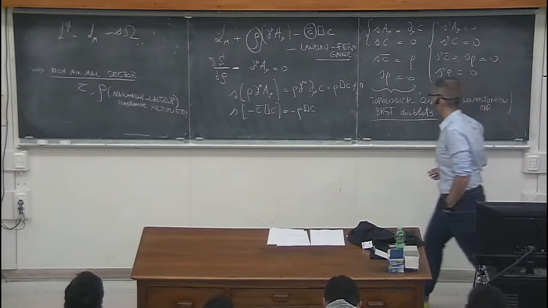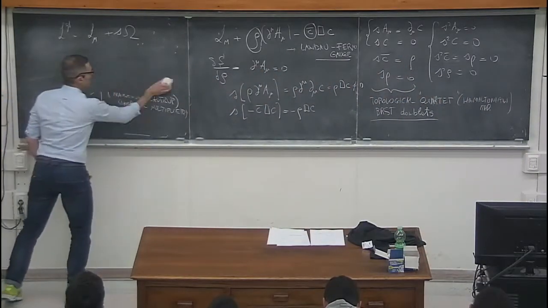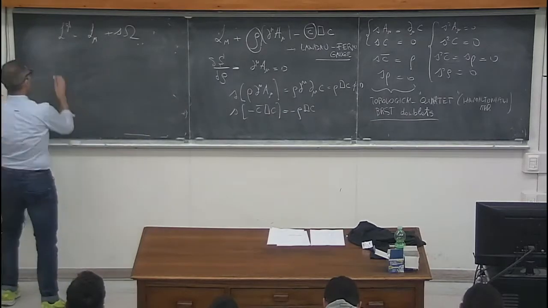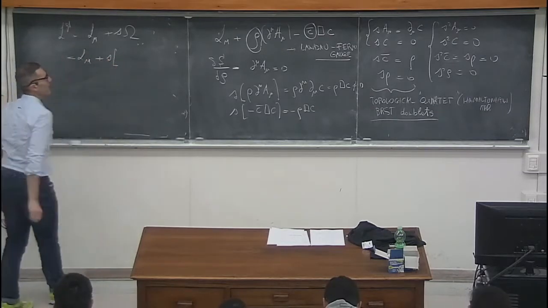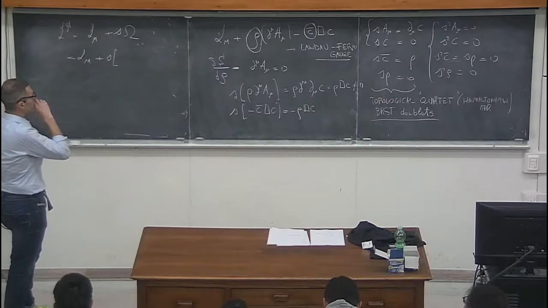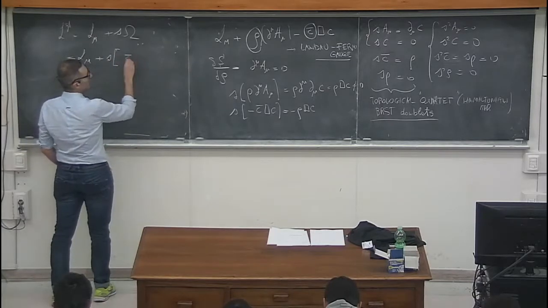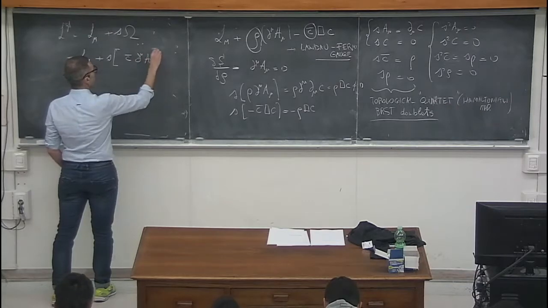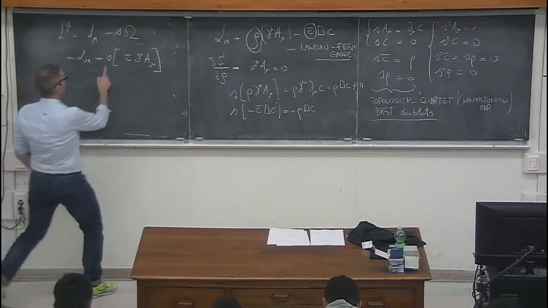Let's do the last step. The last step means that I want to show that this is BRST exact. So then I have M plus S of C bar of d mu a mu. Okay, let's calculate.